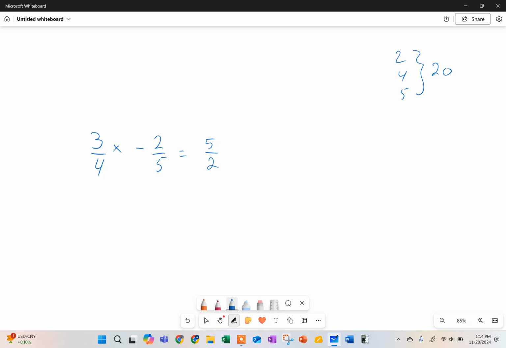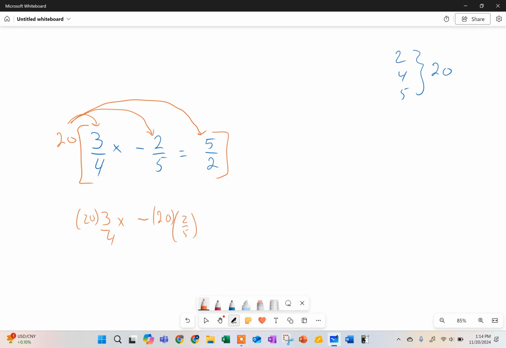Let me make another color. All right, I'll just use this. So I'm going to multiply everything by 20. And I'm going to do 3/4 x times 20 minus 20 times 2/5 equals 20 times 5 halves.